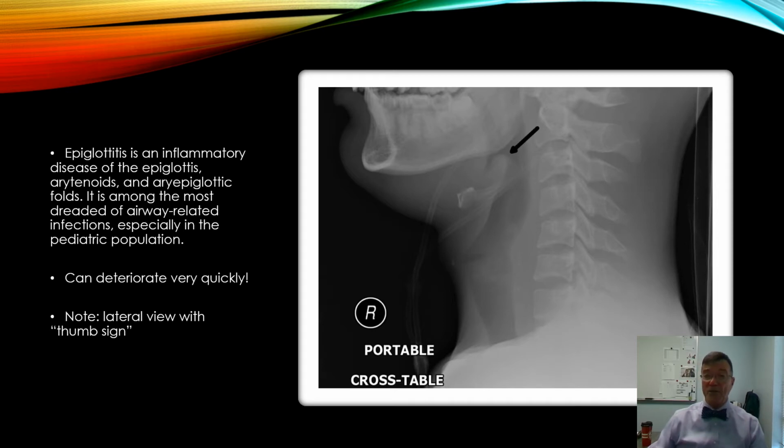Just as a little bit of history, supposedly this is what got George Washington. He was said to have been bled to death, but apparently had epiglottitis, and they cut him and put leeches on him to cure the epiglottitis. As you look at this x-ray here, you can see this spot right here. That's the epiglottis. That's called the thumb sign, as it's thickened and swollen.